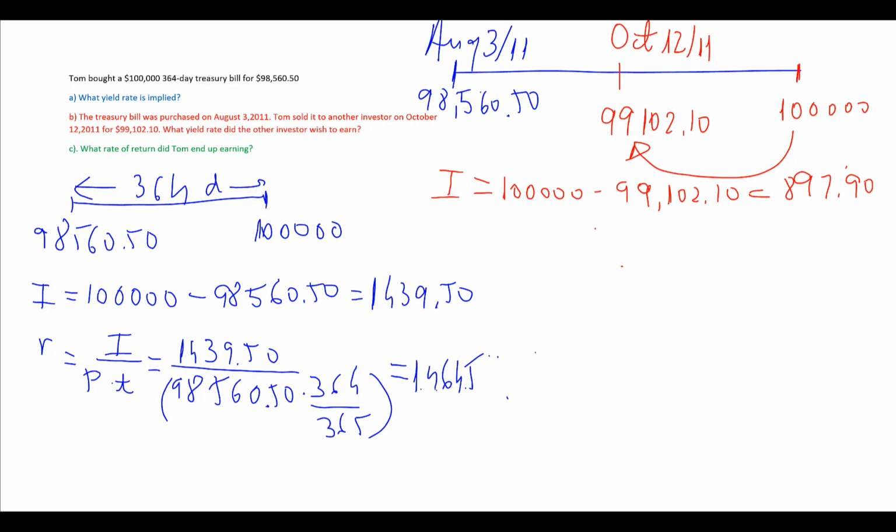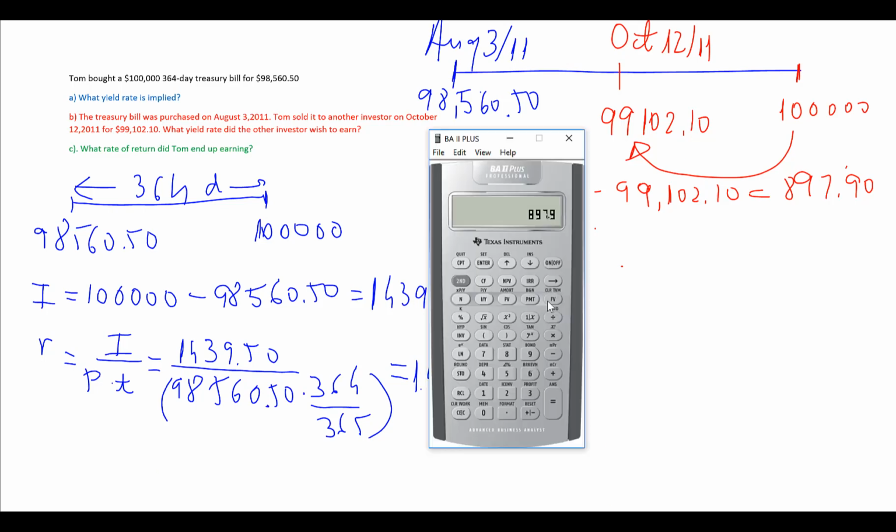And now we calculate how many days we have between August the 3rd and October the 12th. So second date, August the 3rd. August is the 8th month of the year, so it'll be 8.03.11. October the 12th, 2011. October is the 10th month of the year, so it'll be 10.12.11. Arrow down, we compute the number of days between dates.